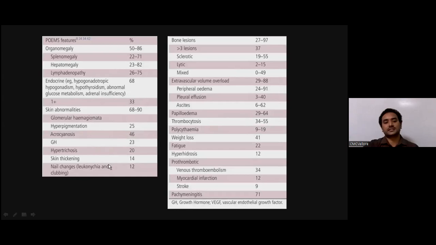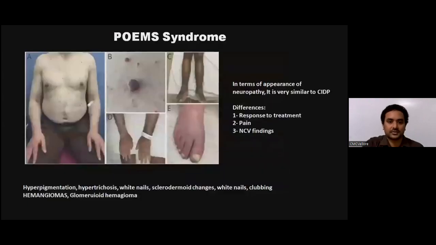There will be skin changes, nail changes, leukonychia, and clubbing. Even 71% have pachymeningitis also. But usually the other diagnosis is clear, and we can see papilledema. Here we can see that they have hyperpigmentation. Patients can have hypertrichosis, leukonychia, as I told, sclerodermoid changes, white nails, clubbing, and hemangiomas, usually glomerular hemangiomas. These we should keep in mind in the systemic examination.